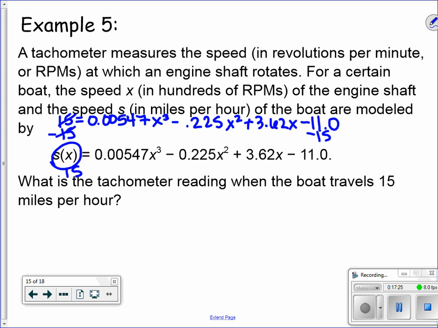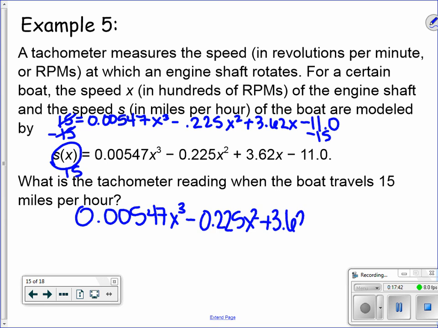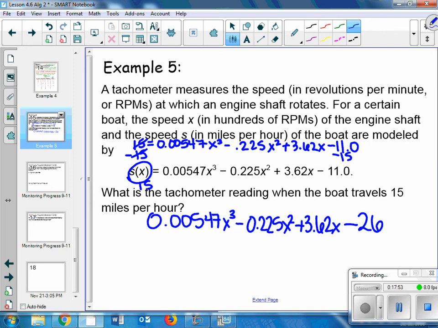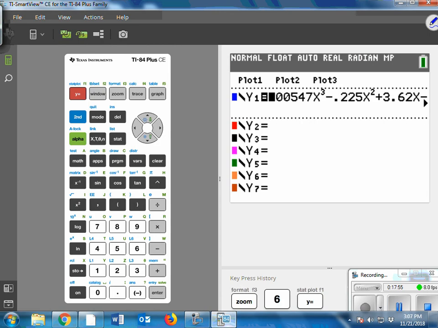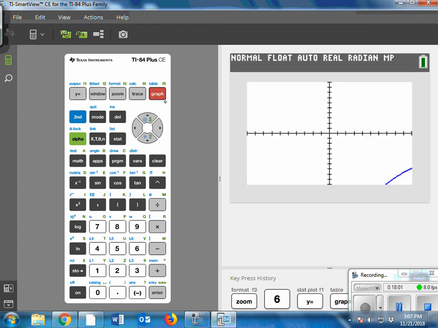So what you're going to do is plug into your function, or your y equals, 0.00547x cubed minus 0.225x squared plus 3.62x, and then you've got negative 11 minus 15 is negative 26. So you're going to plug that into your calculator. It's nice that we've got our graphing calculator. I would not want to solve that without it. Okay, so notice I already have this in here. Once you have that in, press pause if you need to, and go to graph. Now notice that you can't see this.